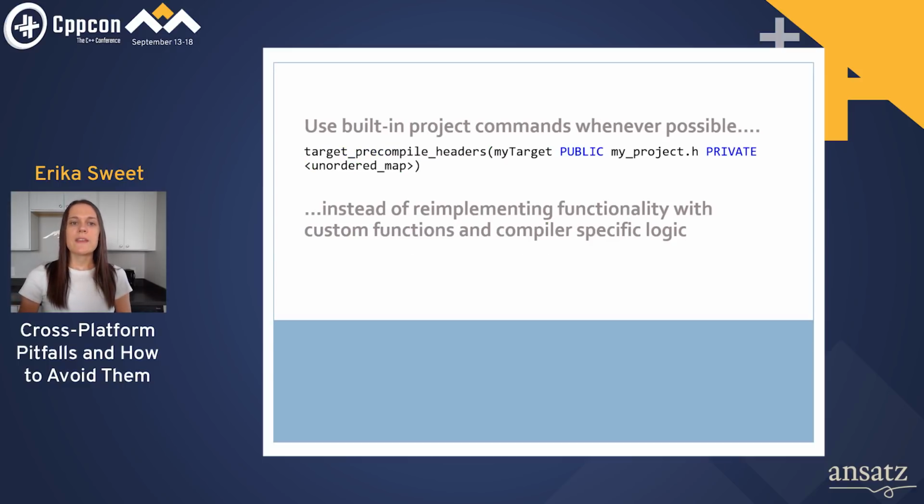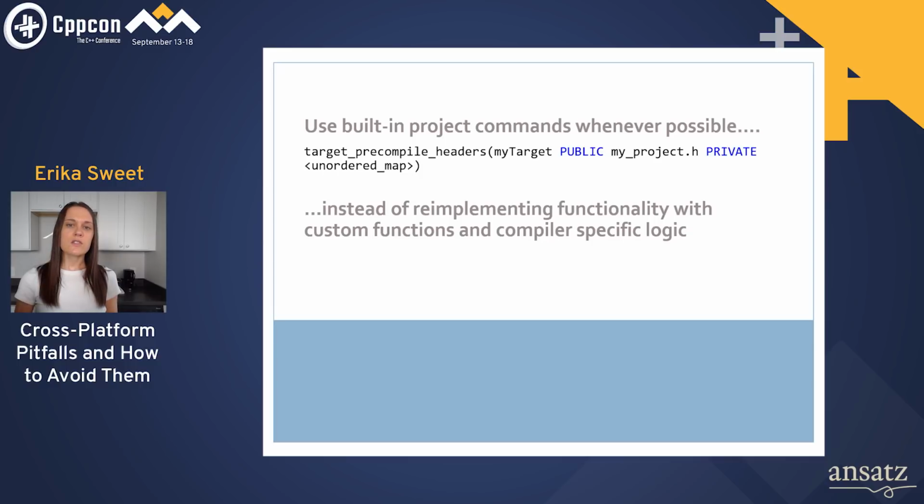A second example is to use built-in project commands whenever possible, instead of re-implementing functionality with custom functions and compiler-specific logic. So this command, target_precompile_headers, was recently added to CMake in CMake 3.16. Before that, you might have had to hand roll your own function with compiler-specific logic, or you might have used Cotire, which stands for Compile Time Reducer, and was an open source CMake module that's now fully integrated into CMake. But Cotire was over 1,000 lines of CMake that's now abstracted for you in a single command.